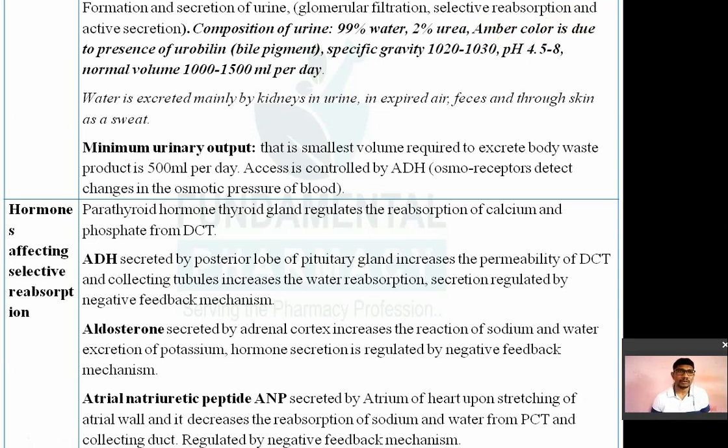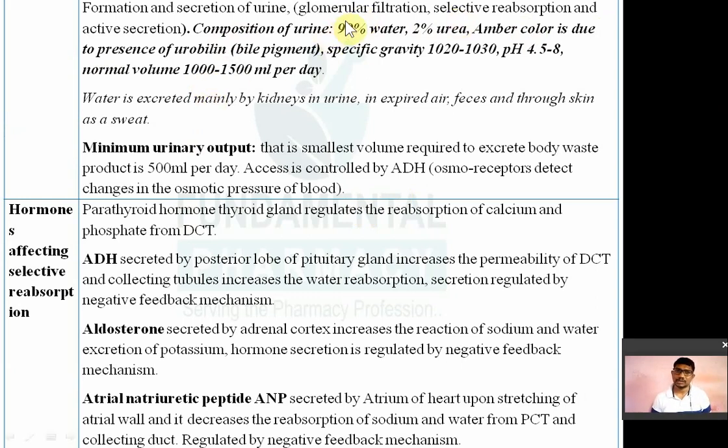So how will the body survive without these things? There is a selective reabsorption of these things, like vitamins and sugars. We have seen the drug treatment of diabetes. So urine formation or urine secretion, both are the same terms, and it involves glomerular filtration, selective reabsorption, and active secretion. These are the three processes.